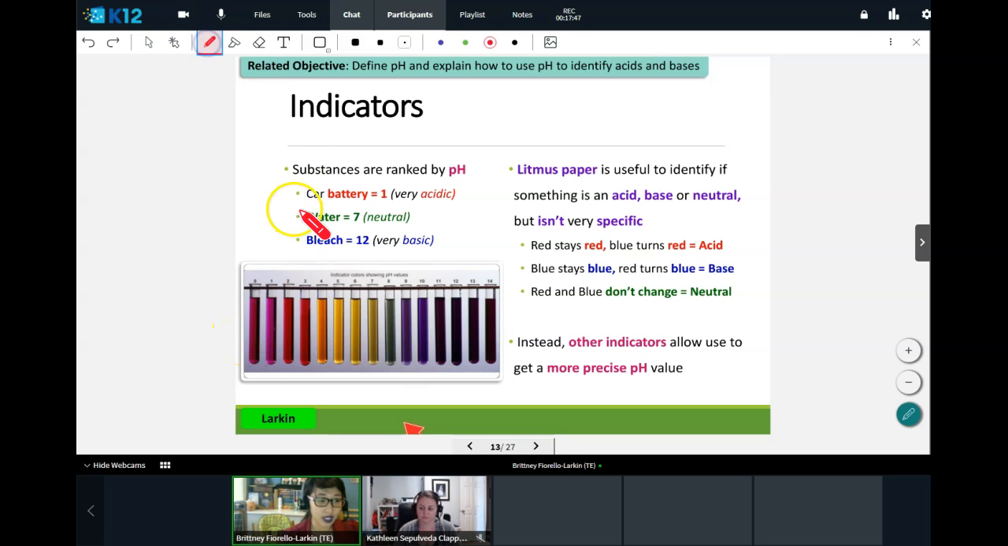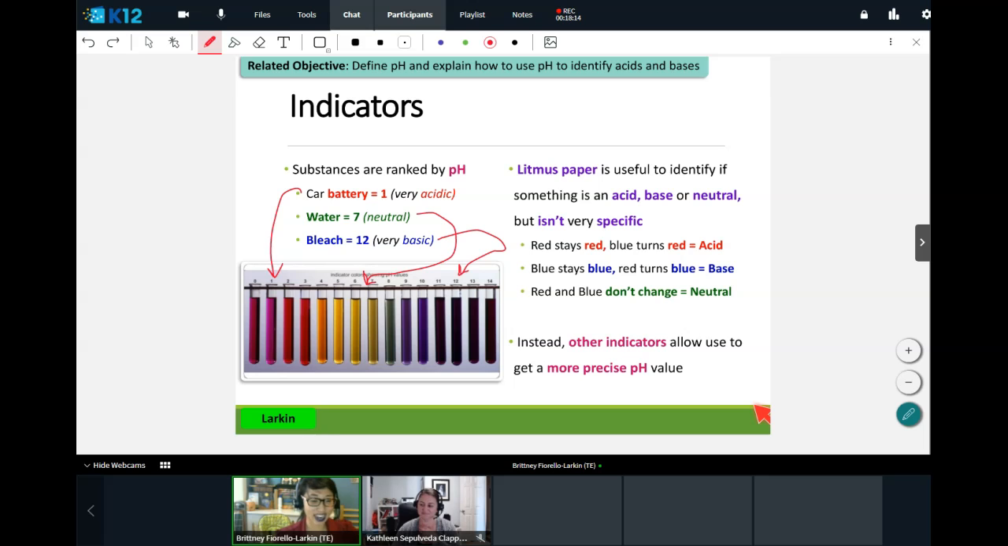So for example, you can see here car battery acid is very, very acidic with a pH of 1. Water, again, is neutral. You can see that right here. And bleach, all the way over here, is going to be very, very basic. Just so you know, it's really hard to get things that are pH of 0 and pH of 14. Those are extremes, very acidic, very basic. So most of our examples fall between the 2 to 12 range, just so you know.